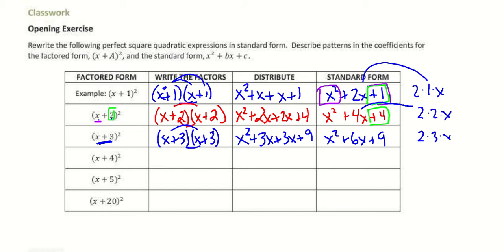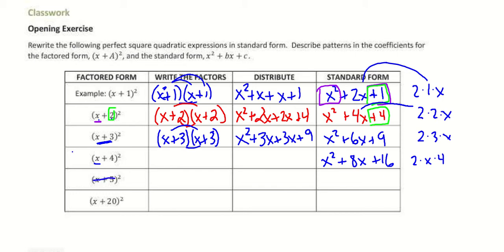So if I'm looking at x plus 4 and x plus 4, okay, the first term is x, so this is going to be x squared. The last term is 4, so that's going to be plus 16. And then it's 2 times x times 4, which is 2 times 4 is 8, so that's 8x in the middle. So x squared plus 8x plus 16.